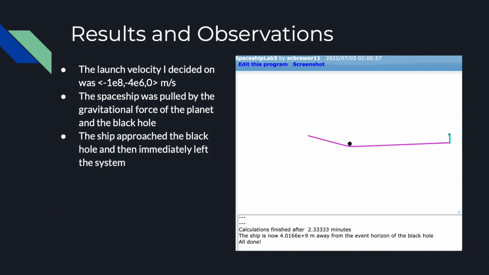Results and observations. The launch velocity I decided on was -1 × 10^8, -4 × 10^6, 0 meters per second. The spaceship was pulled by the gravitational force of the planet and the black hole. The ship approached the black hole and immediately left the system.